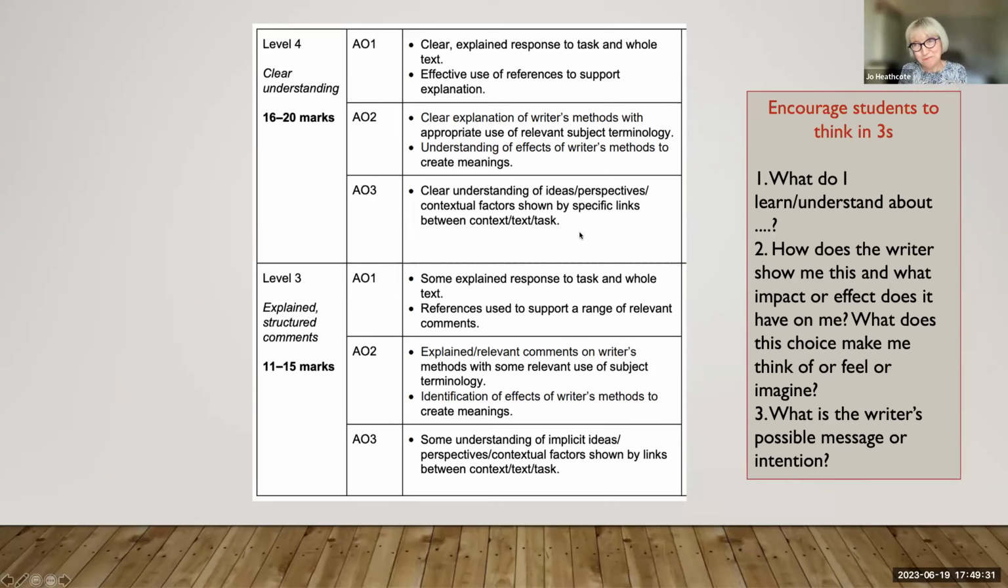So again, if you have a look at my little box here on the slide at the side, in order to hit AO1, we want to be thinking, well, what do we learn? What do we understand about the focus of the question? To hit AO2, how is the writer showing me this? What choices have they made in terms of their language choices, their linguistic devices, their figurative choices? What does that make me think, feel, imagine? And then third, to hit AO3, what is the writer's possible message or intention?